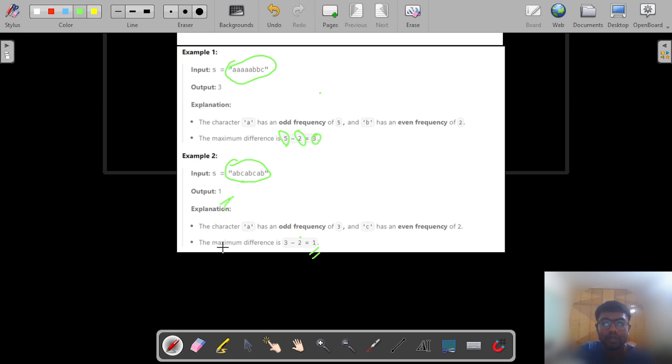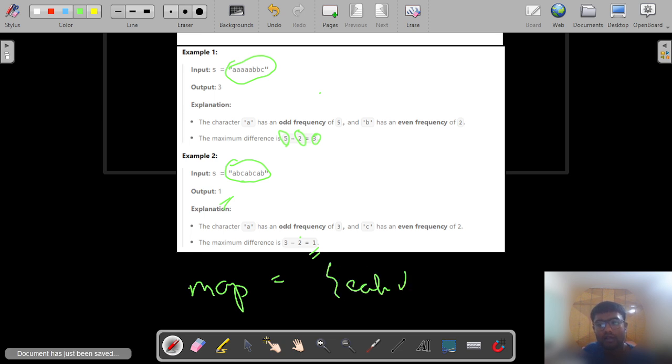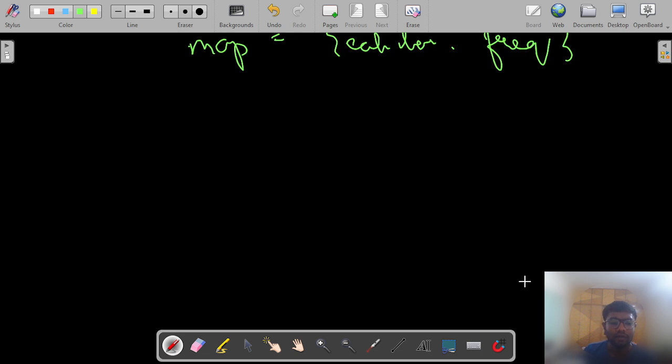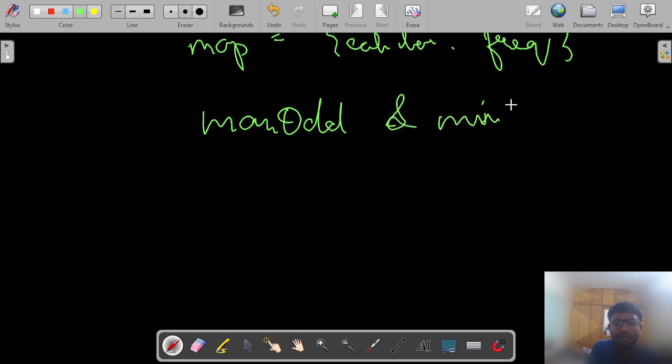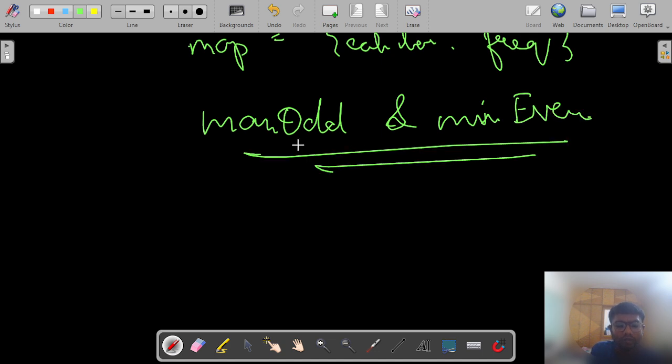So this involves having to store the counts in a map and calculating the frequency of each character, and then tracking the maximum odd and the max even, min even. So one should be maximum and another one is minimum. So this is something that we need to calculate.